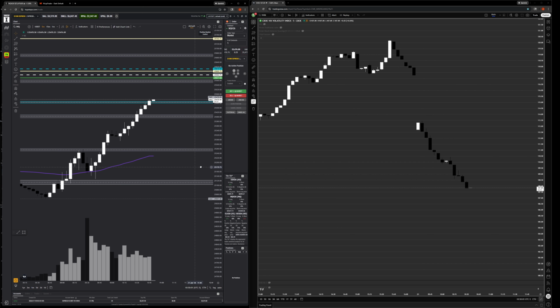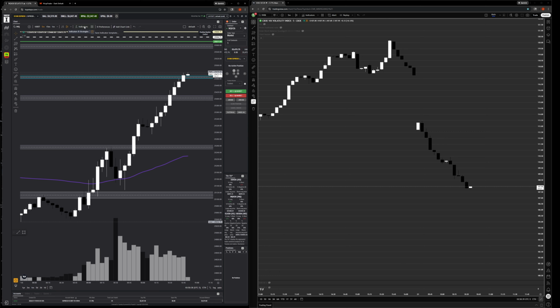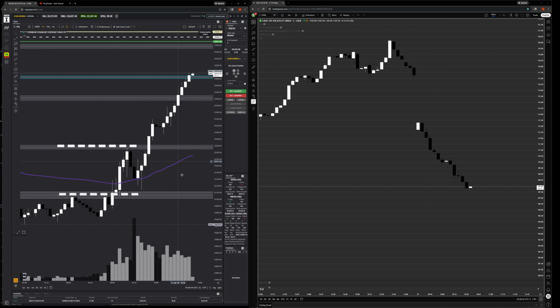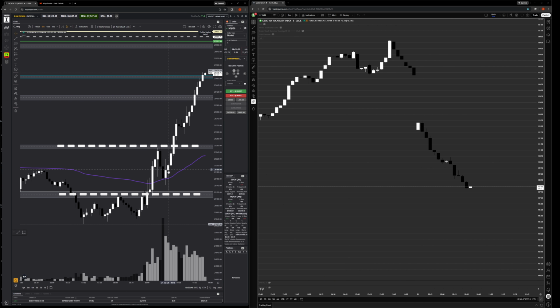Over here on the left, I have my TopstepX platform pulled up. And as you can see, all I have is VWAP and custom supply and demand levels that I plotted just based off of the pre-market action.